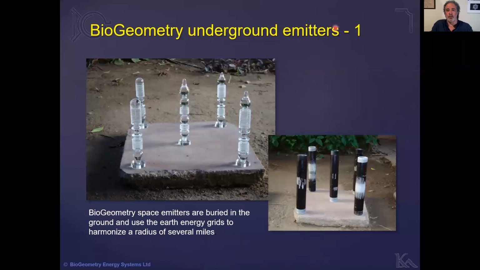Okay, so what we have to finish with are just some illustrations here, just to show you the kind of diversity of techniques and experiments done. These were special emitters. You can see the very different shape. They're not like any emitters that are available today. They were custom made for special projects. These emitters are actually embedded in concrete, covered with tubes to protect them, and this would then be buried in the ground, and makes use of the Earth energy grids in order to harmonize a radius of several miles.